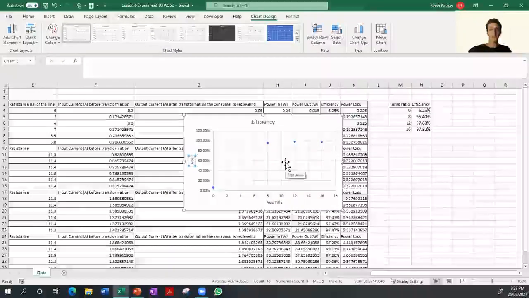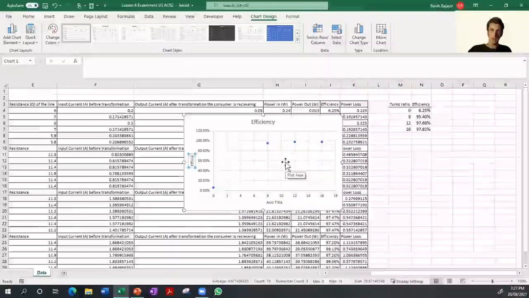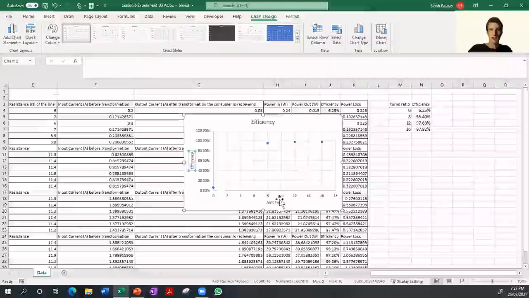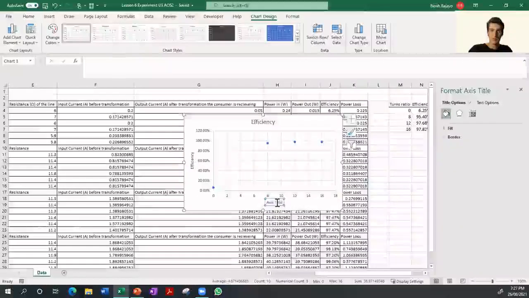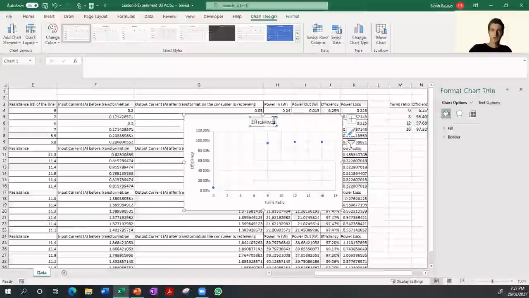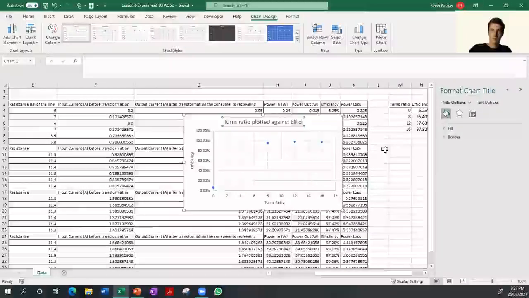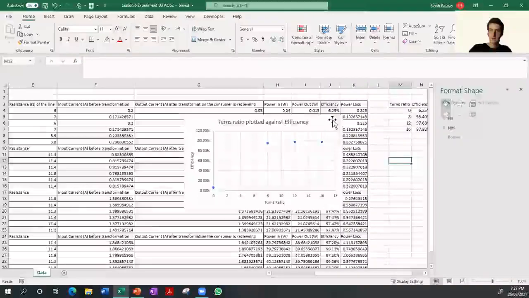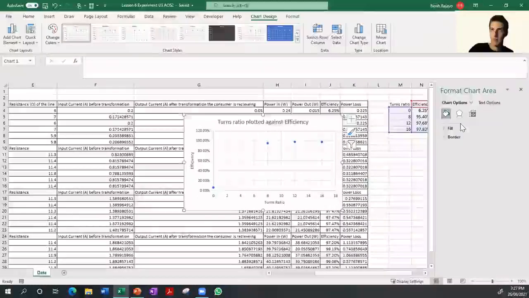Titles, axis titles are very important. That tells you what each of the axes represents. And on the x-axis, we have the turns ratio. The title would be something along the lines of turns ratio plotted against efficiency. So that's the idea behind that.